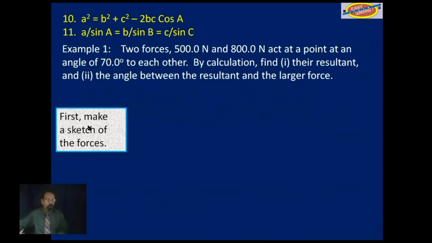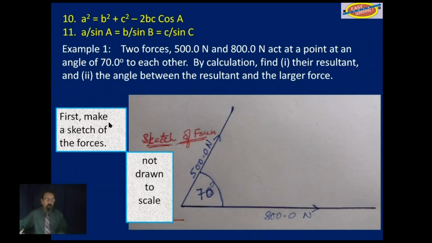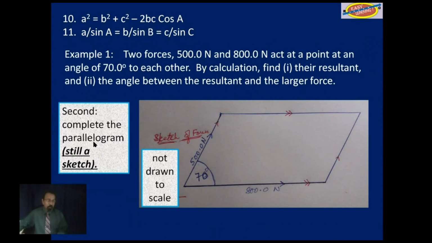So first, we will make a sketch of the forces. Now, this is a sketch. It is not drawn to scale. We would normally put the larger force on the horizontal axis and then estimate the angle and draw the other force. It's a sketch. Secondly, we will complete the parallelogram by drawing in that side which is parallel and equal to this, and then this side over on the right here, which is also parallel and equal to this side.